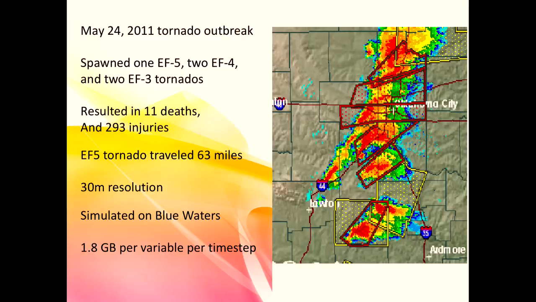So a little bit of background about this simulation. The simulation is modeled after the May 24th, 2011 tornado outbreak that hit near Oklahoma City. It kind of hit everywhere near Oklahoma City, as you can see in this radar mosaic. It spawned 1 EF5, 2 EF4, and 2 EF3 tornadoes, resulting in 11 deaths and 293 injuries. The EF5 tornado traveled 63 miles.